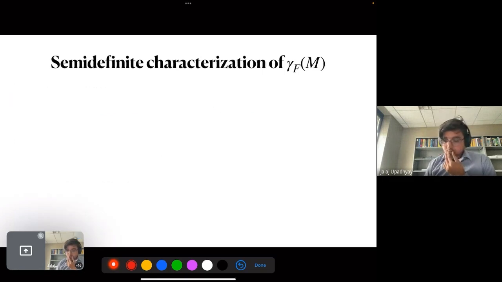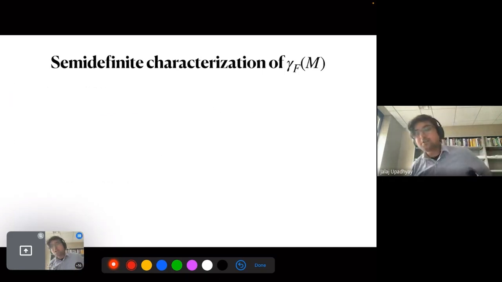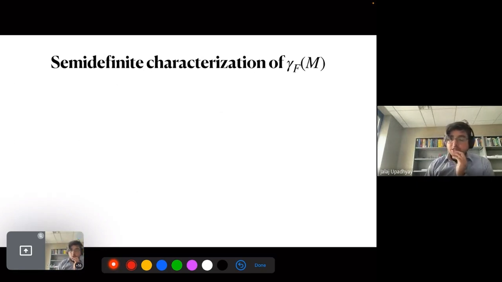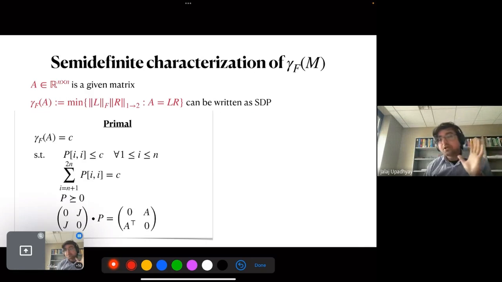So as I was saying, all our results, like the lower bound and upper bound, rely on this semi-definite characterization. So what is the semi-definite characterization I can give of the gamma F norm? Well, if my matrix is a real matrix, and I am considering only real matrices, all the things extend to complex matrices, except that you change things from symmetric to Hermitian. That's about it.